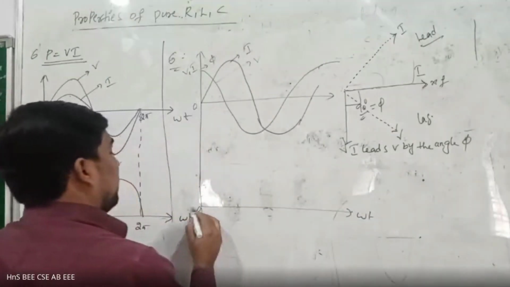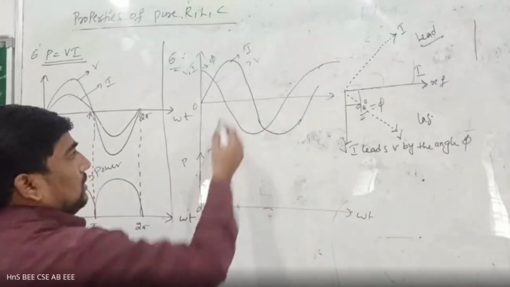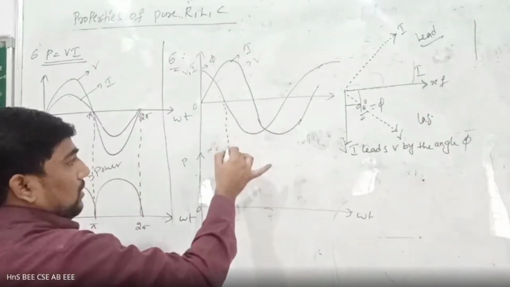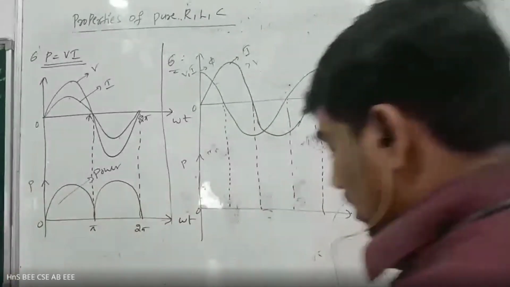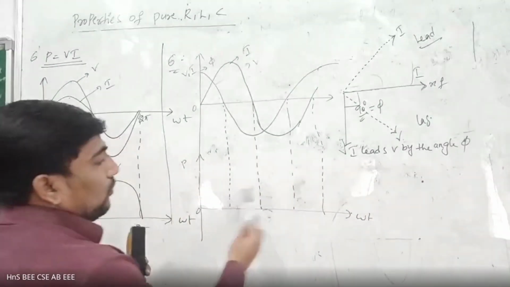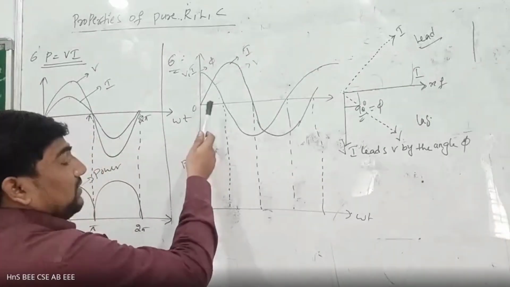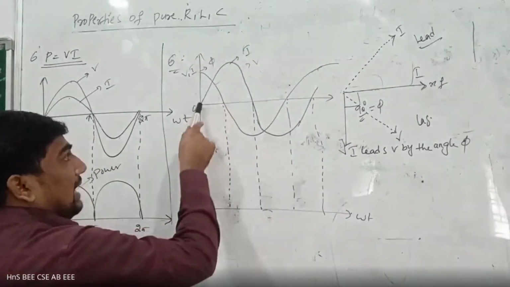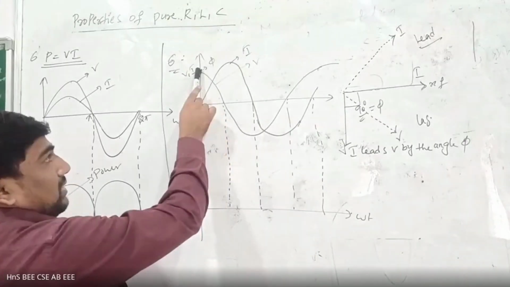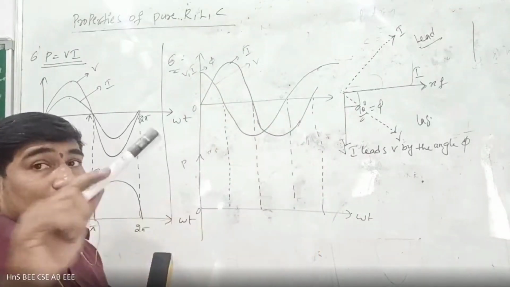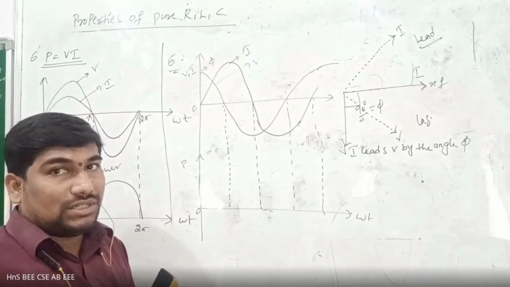Omega t and the power equation. This is the pure inductor power curve waveform. Sir, actually there are totally 4 points. Which is the leading part, which is the lagging part. Current is lagging because it starts from 0, but voltage starts from plus 5. From the second step, there are voltage, current and power equations.